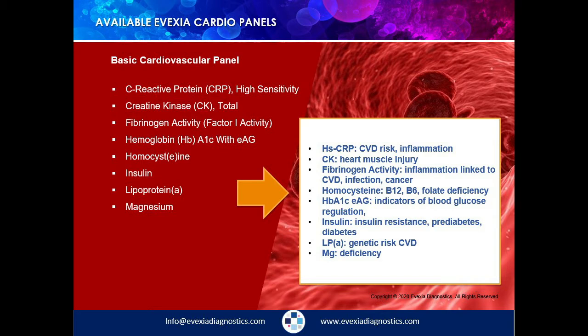Next is the analyte homocysteine. Now, homocysteine is an amino acid that is typically present in small amounts in all the cells of the body. The body normally converts homocysteine into other products quickly, and certain nutrients are required, such as vitamin B6, B12, and folate. And homocysteine is part of the methylation pathway.